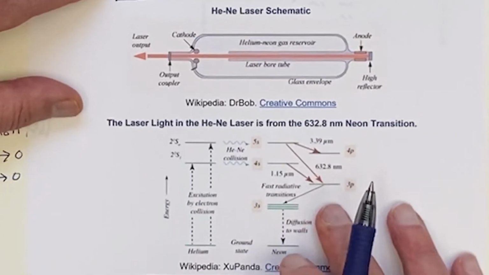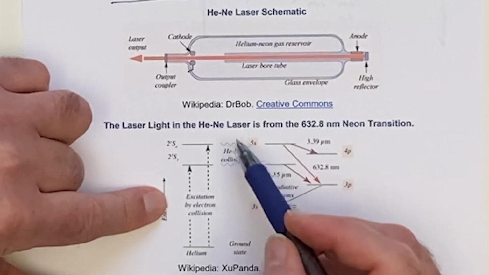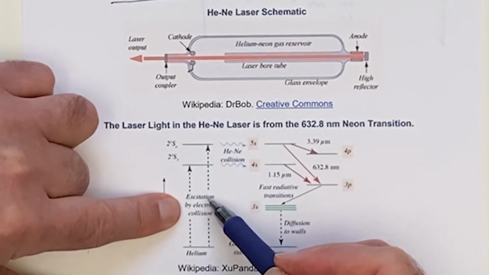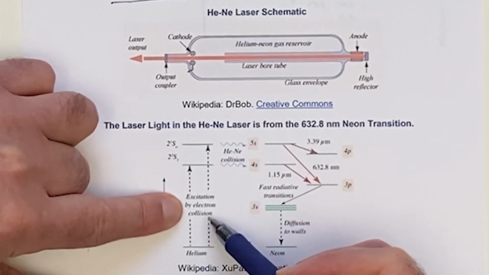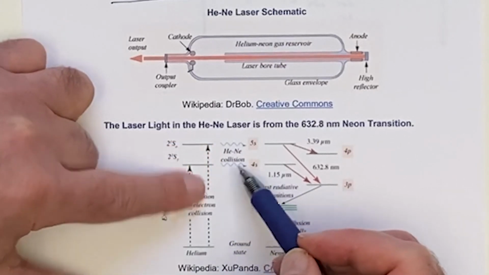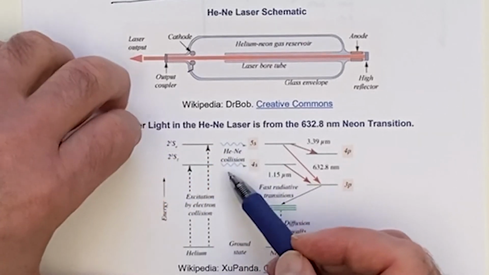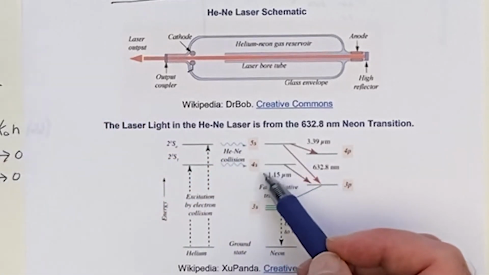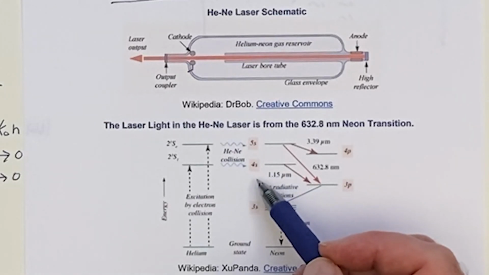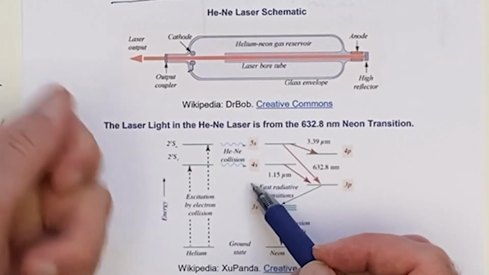And here is a little more detailed diagram of what's going on. You've got the helium neon, and you've got the excitation by electron collisions. The collisions here are between the helium and neon atoms, getting the energy up there. You plug this thing in to get electrical energy to get it started, or with the little laser, you have a battery in there.